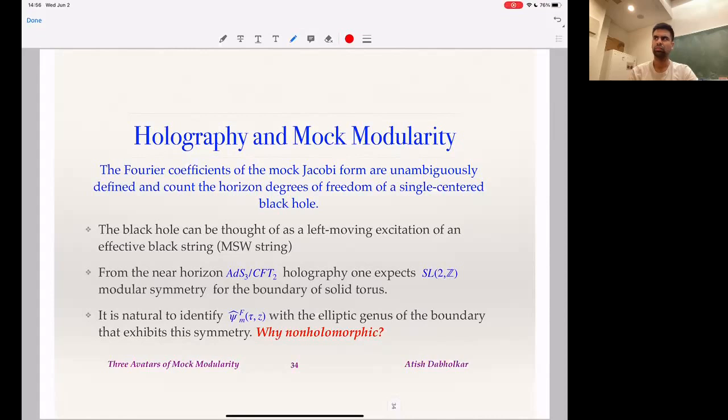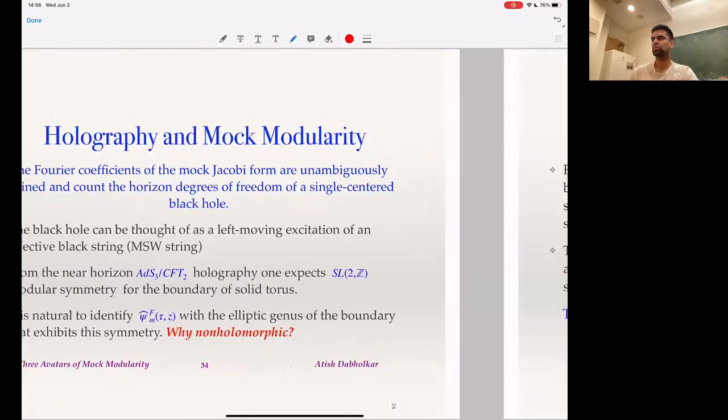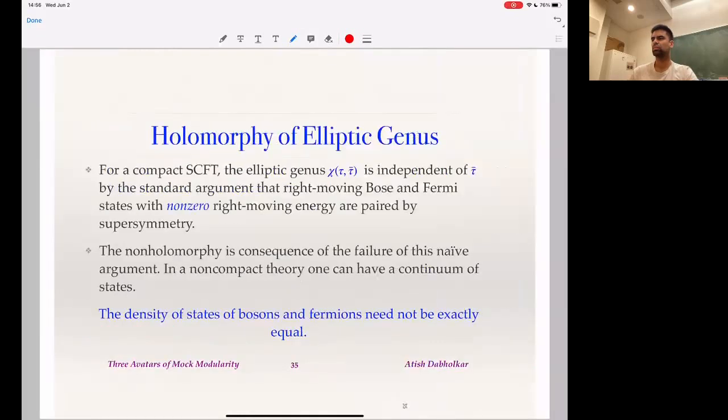So now let me explain holography and mock modularity. What you need to understand is that if you have a black string whose near horizon geometry is AdS3, then you expect SL2Z symmetry, because the solid cylinder has SL2Z as a group of global diffeomorphisms. And it would appear that somehow the holomorphic function does not have this SL2Z symmetry. So what is going on? It's related to the holomorphic elliptic genus.